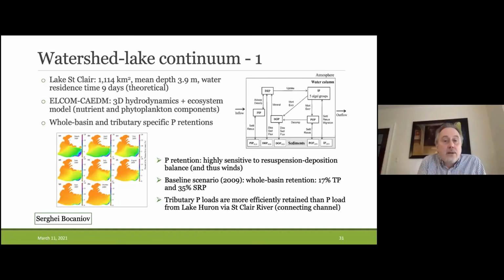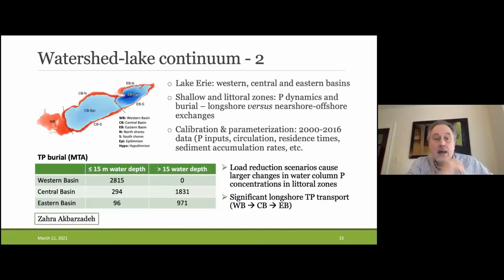So you can actually follow the phosphorus atoms that are coming from the Thames River, from the other tributaries, from Lake Huron, and essentially see how many of the phosphorus atoms delivered by the Thames River actually make it out to Lake Erie. So this gives you a very, very detailed picture of what happens in Lake St. Clair.